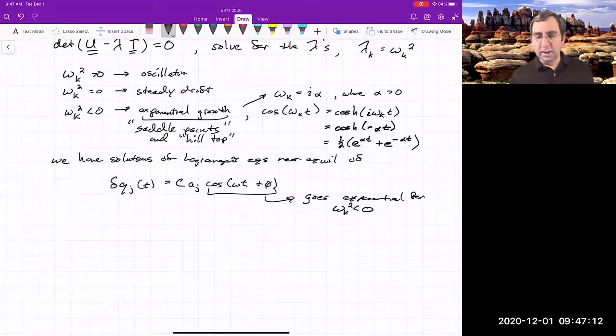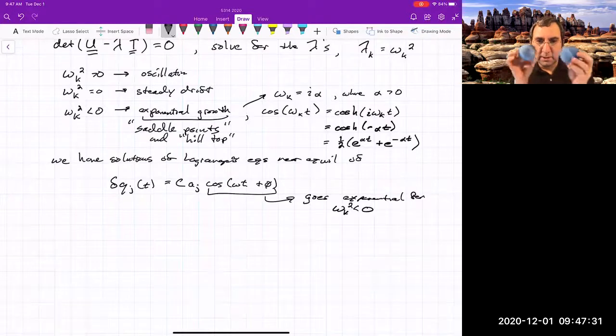Okay, we're going to try this out on a simple example. We've got two masses. If only these masses were connected by springs, then you could really see it. So here are the two masses.